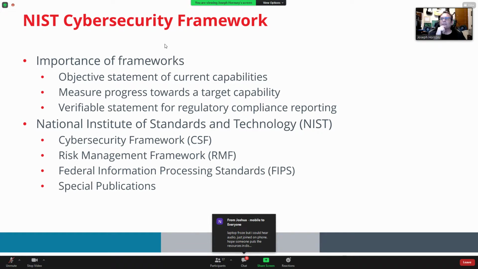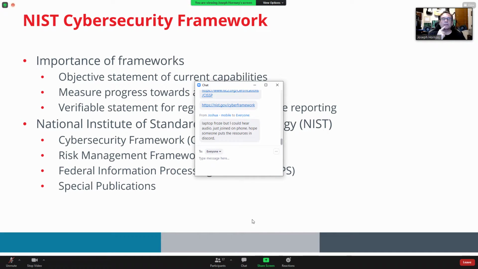Everybody take a look at the chat. Looks like Joshua lost his laptop, so he's on his phone. So again, throw resources into the Discord if you could.